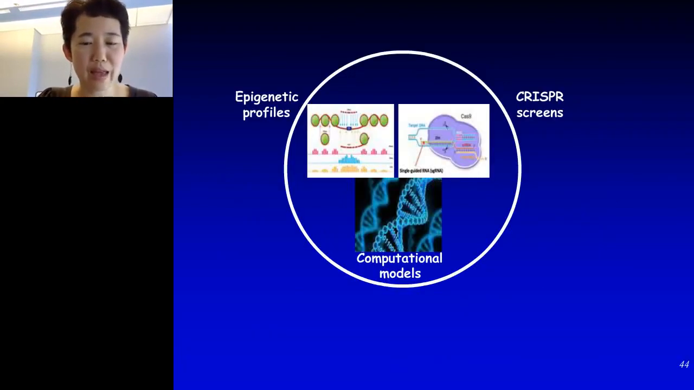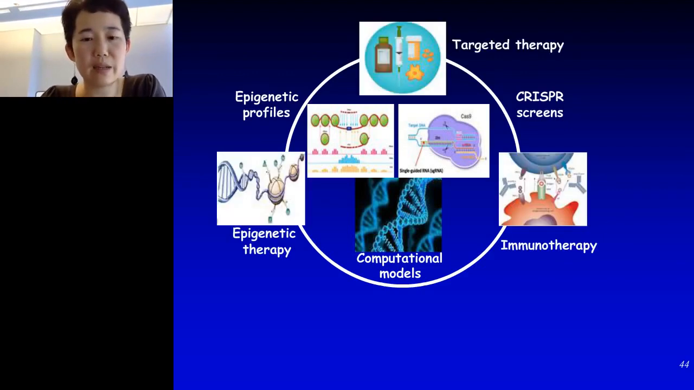So in general, in my lab, in addition to this computational modeling, we also study using epigenetic profiles and also CRISPR screens to look at cancer in a more holistic approach, because we believe that CRISPR screens and also mutation analysis can give us information about targeted therapy, and these targeted therapies usually just directly try to kill the cancer cells.